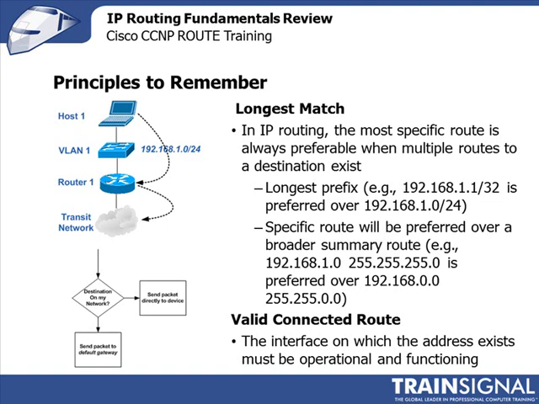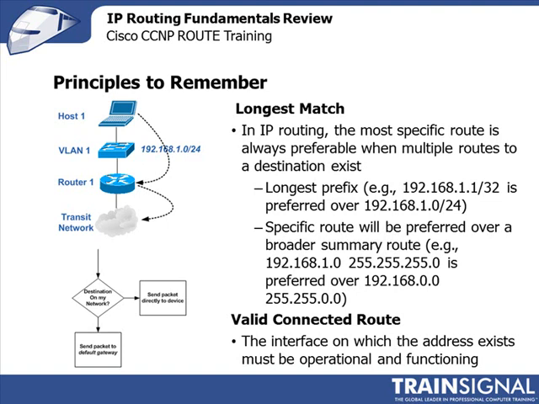We have 192.168.1.1/32. This is sometimes referred to as a host route. It is about the most specific route possible. It's going to automatically be preferred in a routing table over 192.168.1.0/24 because it is much more specific. It is a longer prefix or a longer match.